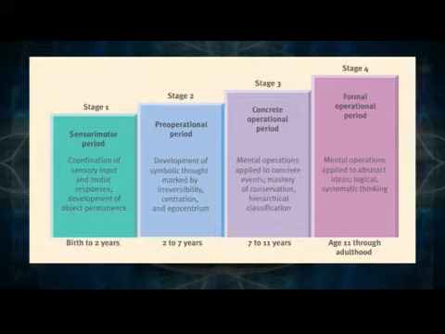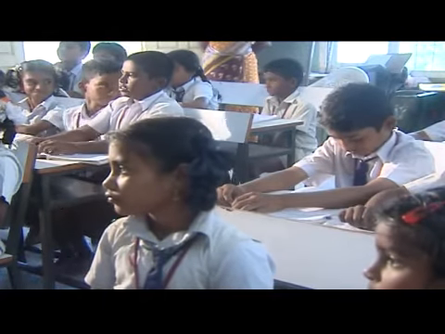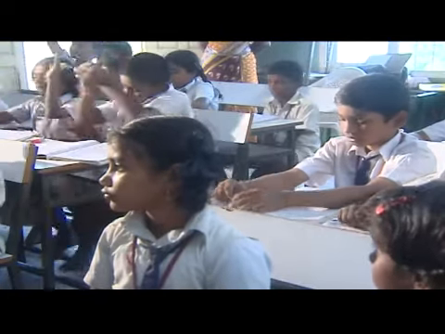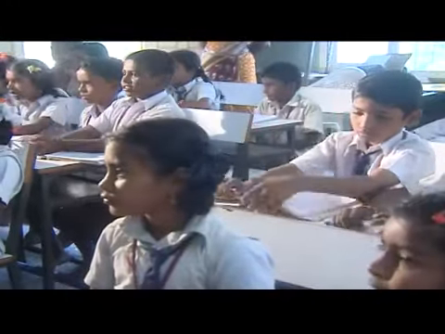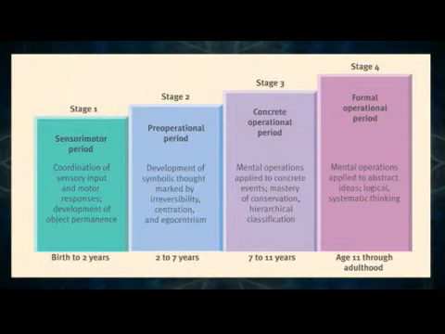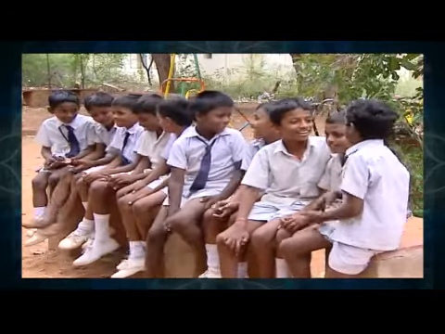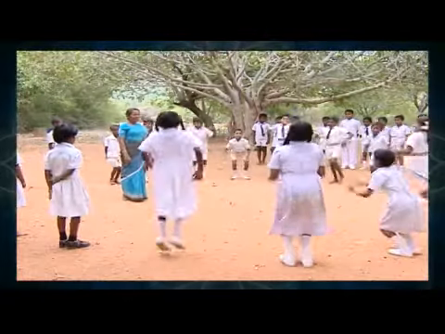The concrete operational period, 6 to 7 to 11 to 12 years. Children in this stage are able to take another's point of view and take into account more than one perspective simultaneously. Piaget views that they cannot yet perform on abstract problems and cannot consider logical outcomes. The formal operational period, 11 to 12 years to adulthood. Children who attain the formal operation stage are capable of thinking logically and abstractly. Piaget considers this the ultimate stage of development.